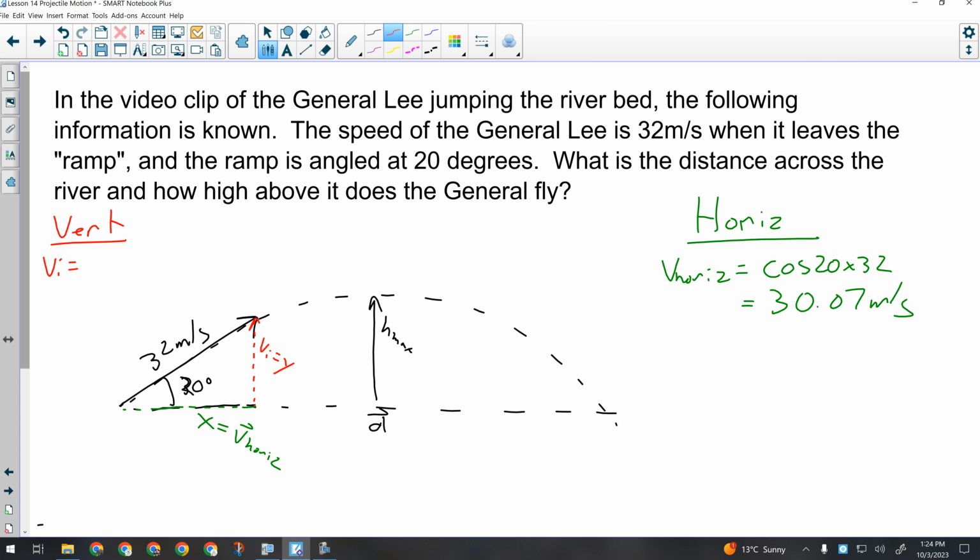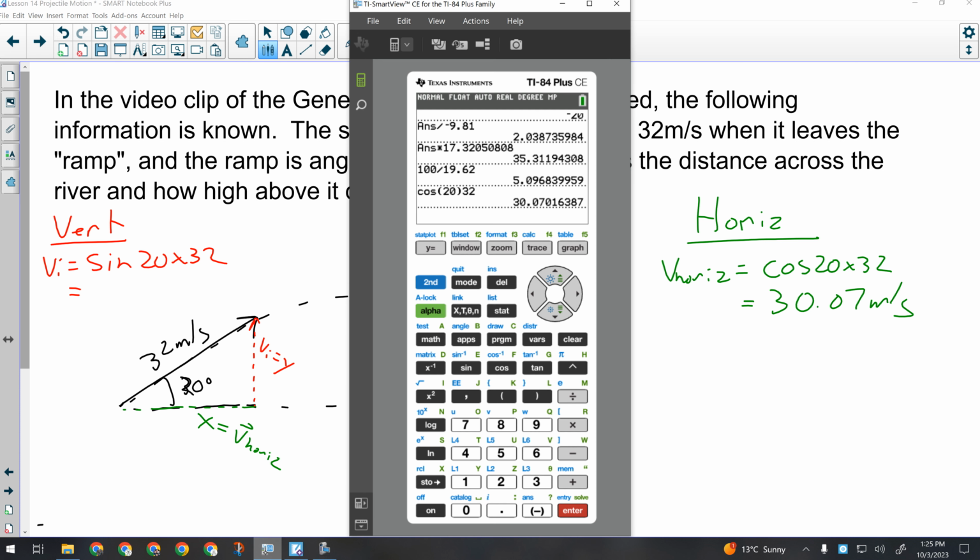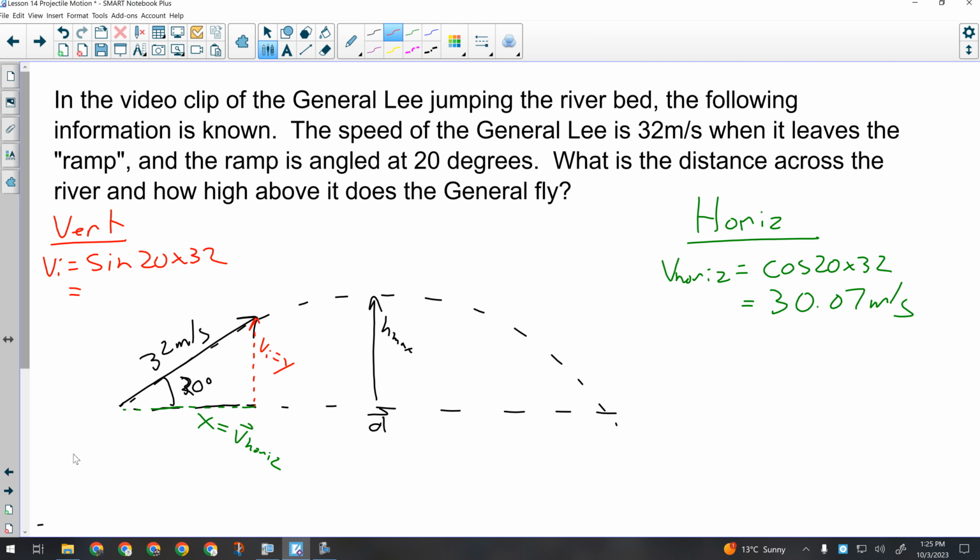Can I calculate VI vertical? If it's the y component, I certainly can. I just go sine of 20 times 32. Okay, so 10.94. And that's going to be up.